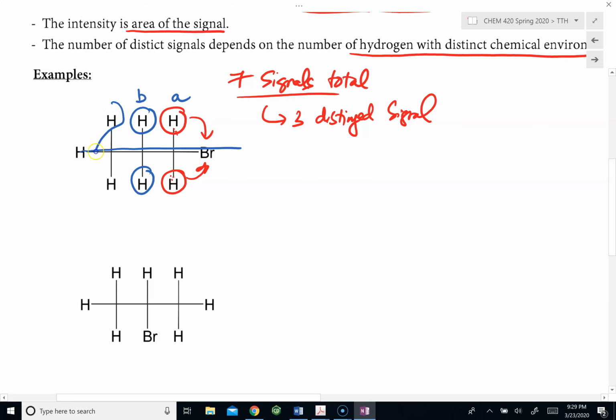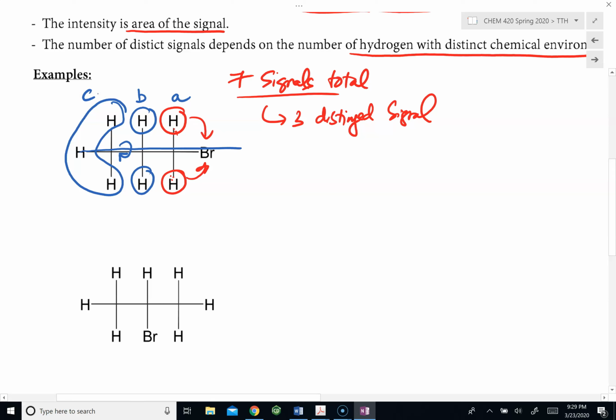And lastly, these 3 hydrogens right here from this methyl group, due to the rotation of this carbon-carbon single bond, will be chemically equivalent, and therefore they will give us another signal. This signal is made up of 3 hydrogens, so its ratio with respect to another signal would be 3 times. Let's now call this signal C.